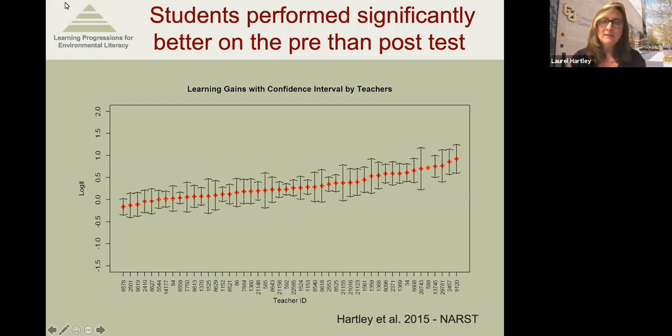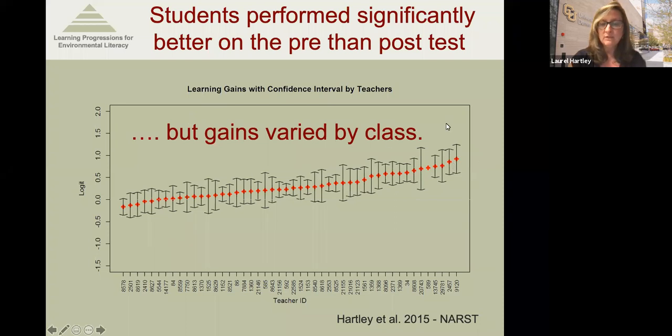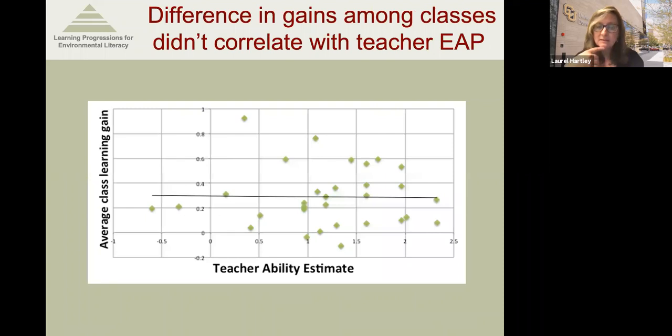And what we found is that students did better on the pre than the post test, but gains varied by class. So some teachers had bigger gains than other teachers. Our first hypothesis is that maybe student learning gains were related to teacher understanding of ecology. So we looked at the correlation between the teacher's ability estimate and their average class learning gain, and we did not see a relationship.